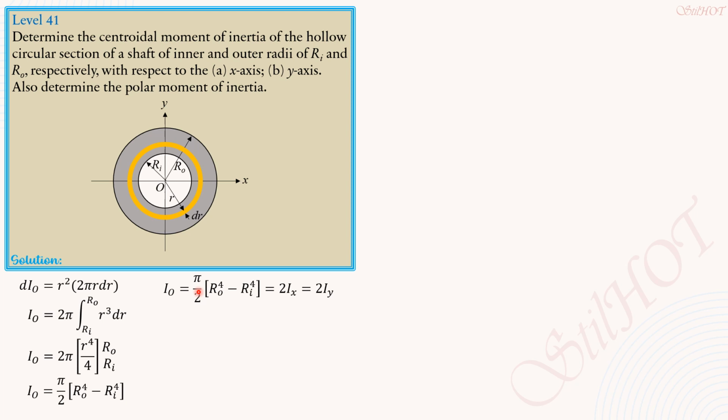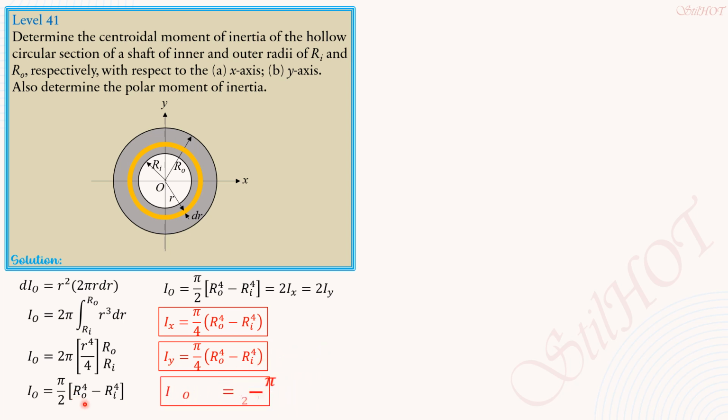And since this is equal to Ix plus Iy, and by symmetry, Ix is equal to Iy, or in fact, it is the moment of inertia with respect to any diameter, then it is equated to 2 times Ix or 2 times Iy. Therefore, I sub x equals I sub y equals pi over 4 quantity R sub O to the fourth minus R sub I to the fourth. So that is I sub x. This is I sub y as expected. And I sub O is pi over 2 quantity R sub O to the fourth minus R sub I to the fourth.